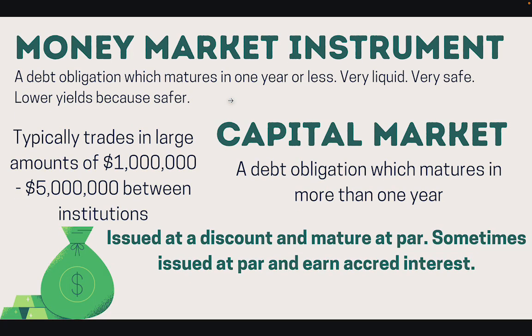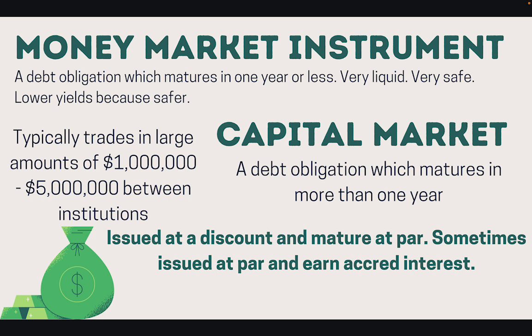So, first of all, let's look at the definition of a money market instrument. It's a debt obligation which matures in 1 year or less. That means it is very liquid, it is very safe, and because it's very safe, we can expect lower yields. Typically, these trade in huge amounts of money. We're talking $1 million to $5 million between institutions. There is also something called capital market, which is a debt obligation which matures in more than 1 year.